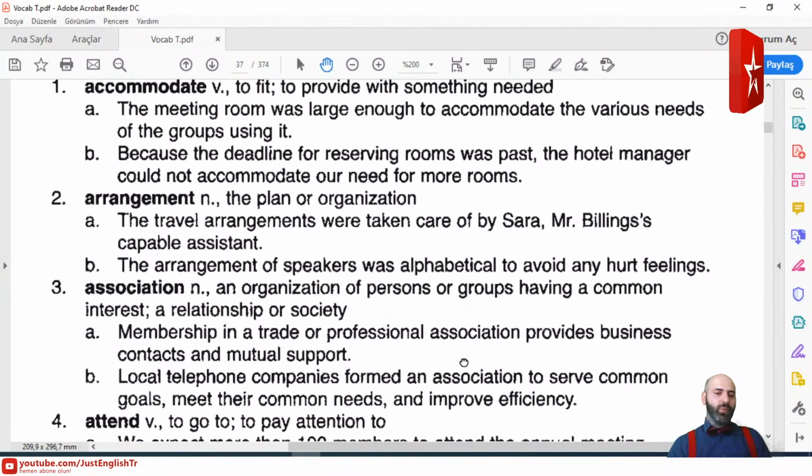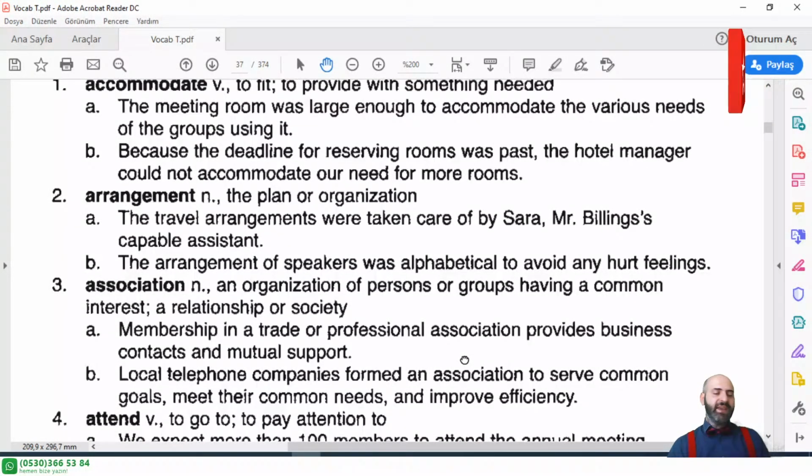Number 4 word, we have got attend. It is verb and it means to go to something or to pay attention to. For example, when you come to our lessons at school, we say attendance. So when student goes to lesson, the student attends a class.